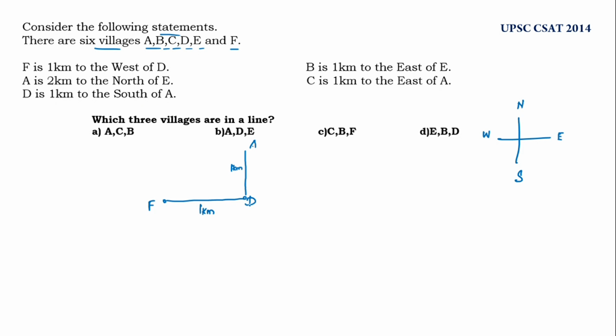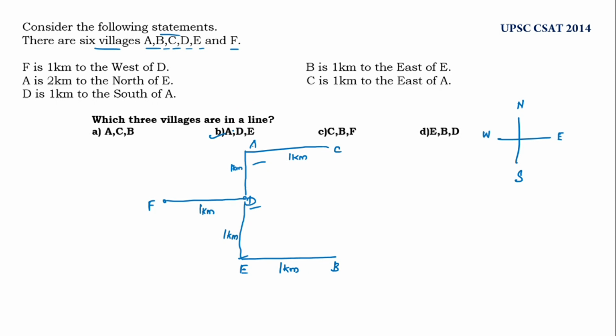A is 2 km to the north of E. B is 1 km to the east of E. So which 3 villages are in the same line? A, D and E. So this is the right answer.